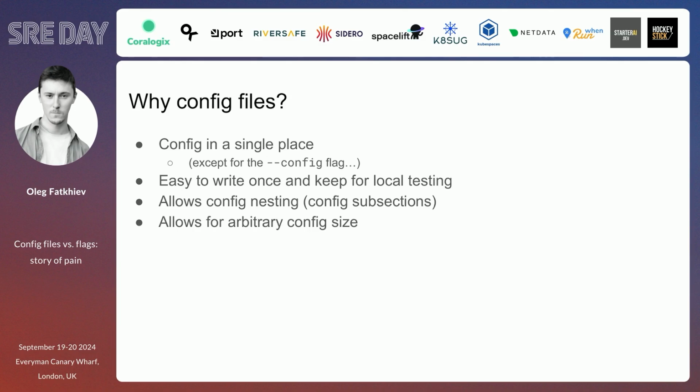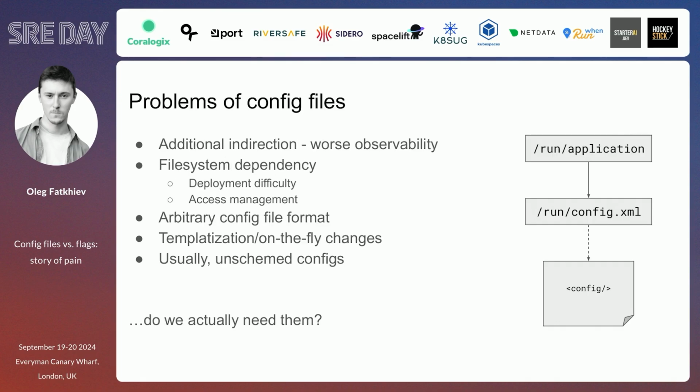And it allows for nesting for these config subsections, which is sometimes very important. And this is the true real argument for using config files. Sometimes it's just necessary and unavoidable. And it really allows for arbitrary config size. It really depends on your disk size or, if you use some memfs, your RAM size.